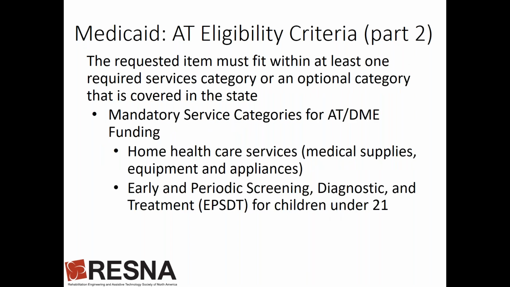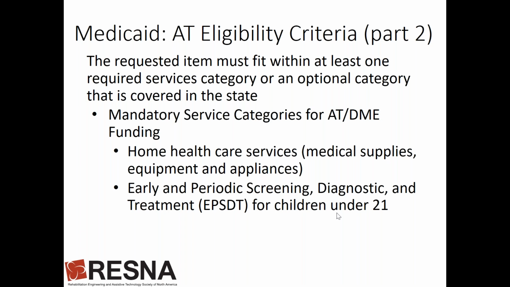So this continues on for criteria, and mandatory service categories for AT and DME funding. So yes, they do have specific criteria. I'm just trying to think, since I picked this up for Heather. There's home health care services, and then there's early and periodic screening services. In Ohio we have what's called BCMH, the Bureau for Children with Medical Handicaps.